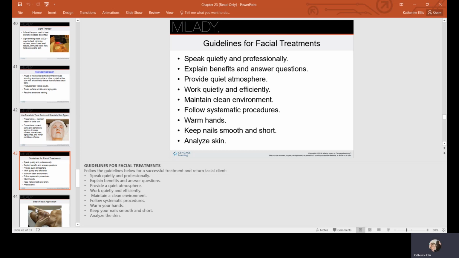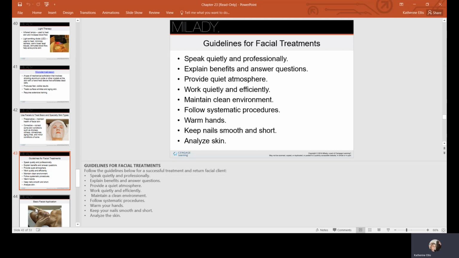So some guidelines for facial treatments. We want to speak quietly and professionally. We're trying to induce an atmosphere of relaxation. We want to explain the benefits and answer any questions, so make sure you're familiar with your product line. We want to work in a quiet atmosphere. You want to have the lights low, some spa music playing. You don't want to make unnecessary noise or initiate unnecessary conversation.